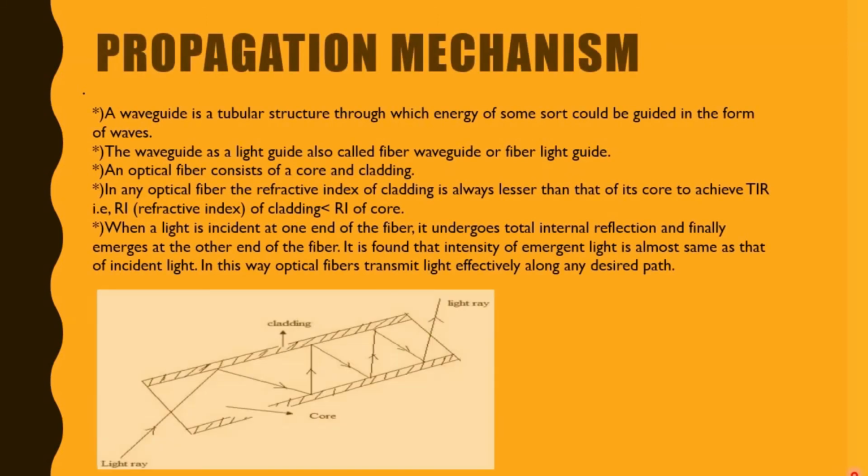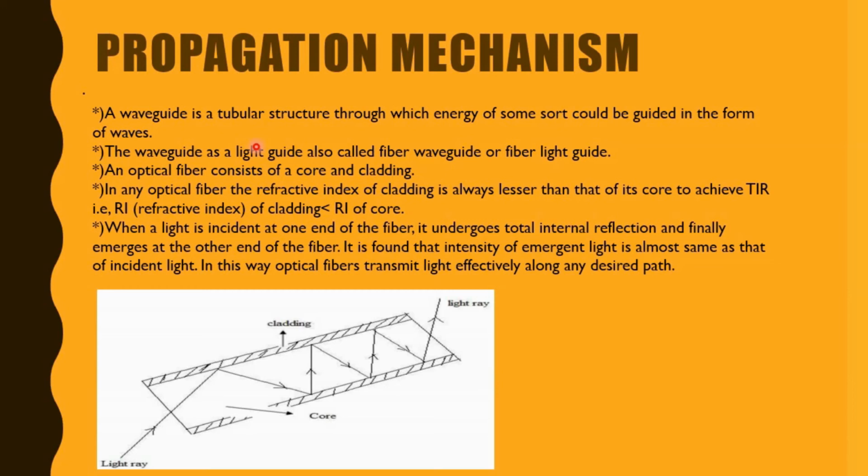Okay, now it says that a waveguide is a tubular structure through which energy of some sort can be guided in the form of waves. So this is a waveguide, a tubular structure, through which energy is guided in the form of waves. The waveguide as a light guide is also called what? We can also say fiber waveguide, or fiber light guide.